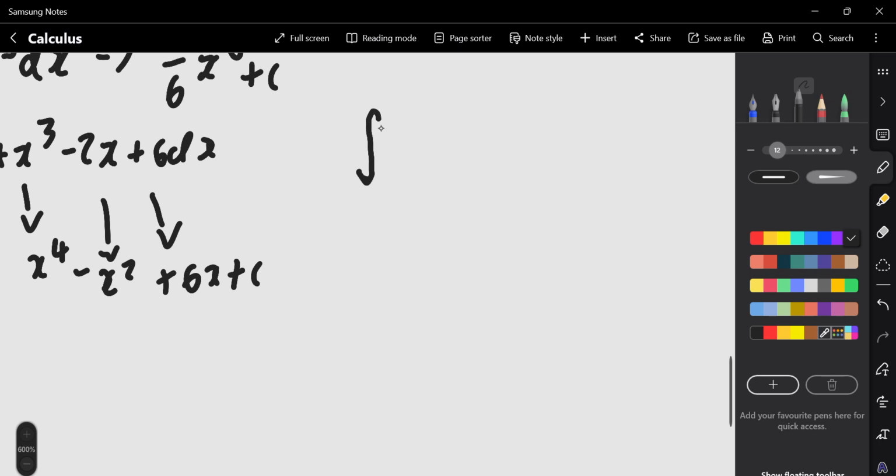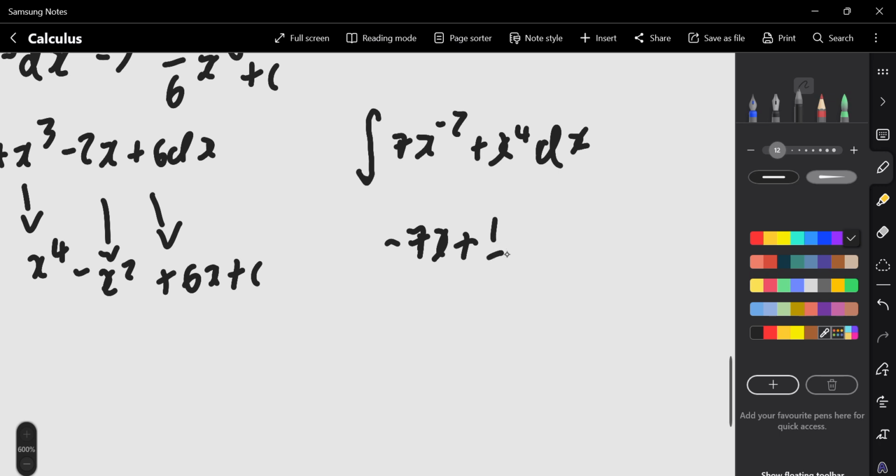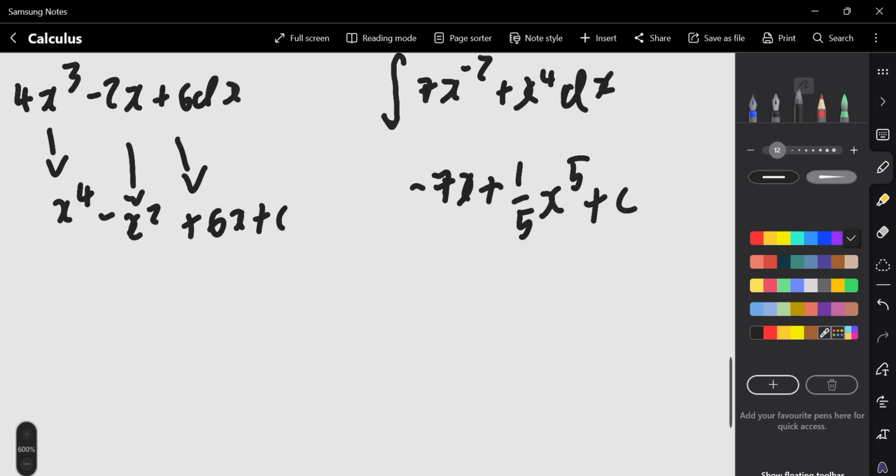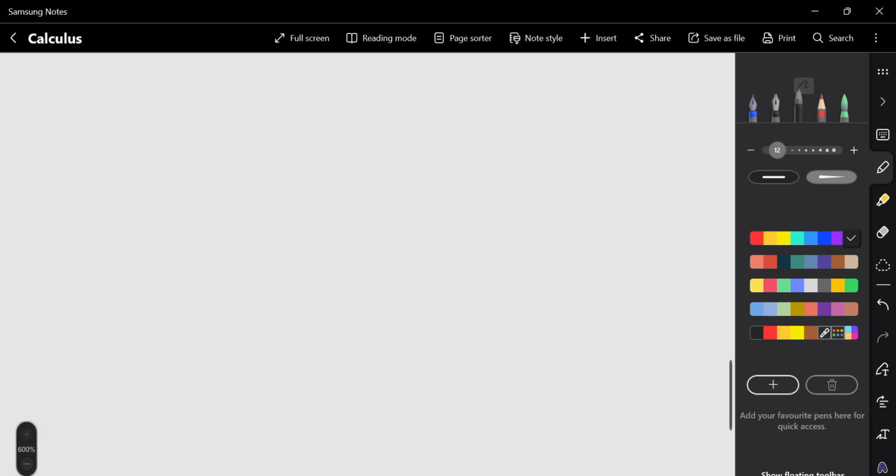Nice and simple. Let's do the integral of 7x to the minus 2 plus x to the 4. Now, adding 1 to this power is going to give minus 1. And then dividing through by the new power is just going to give minus 7x to the minus 1. Adding 1 to the power here, dividing through by the new power, plus 1/5 x to the 5 plus c. Nice and simple.